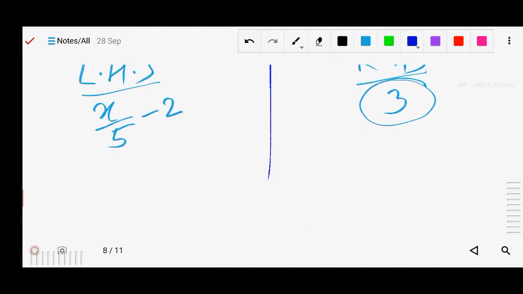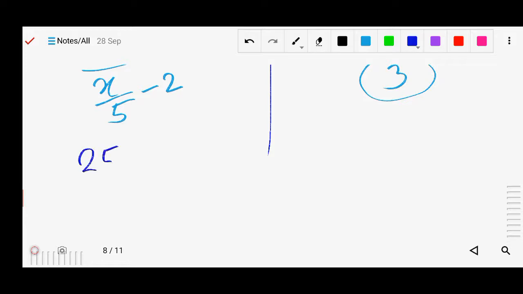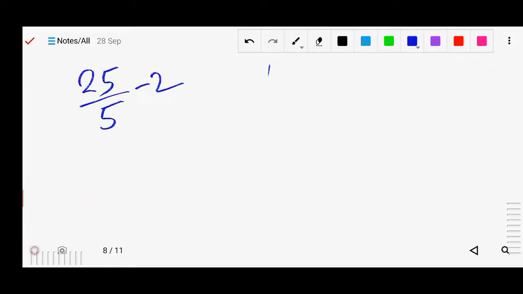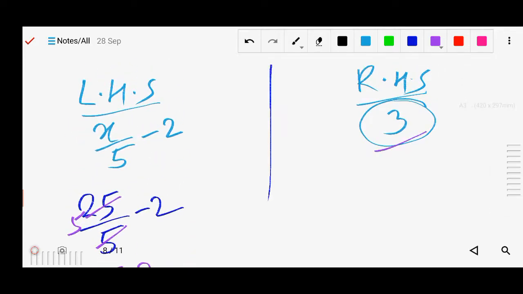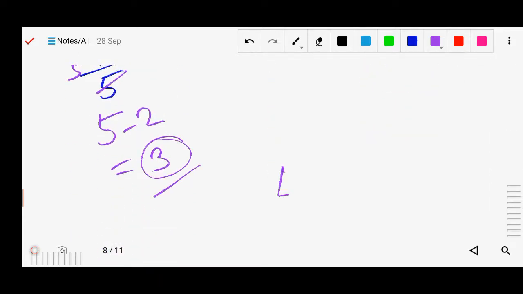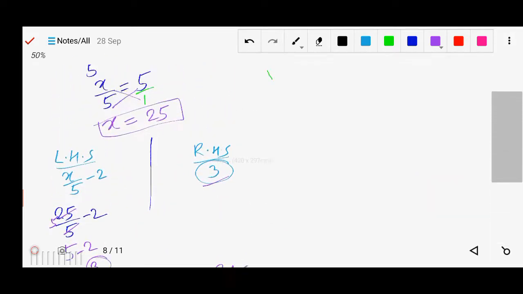What is the value of x we got now? 25. So we can write here 25 by 5 minus 2. So 25 by 5, you can divide it how many times? 5 times only. So 5 minus 2 is 3. So check that the right hand side and left hand side are equal, so you can write left hand side equals to right hand side. So this is your solution. Got it?